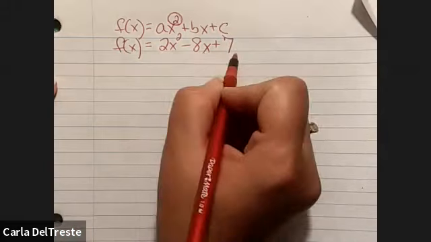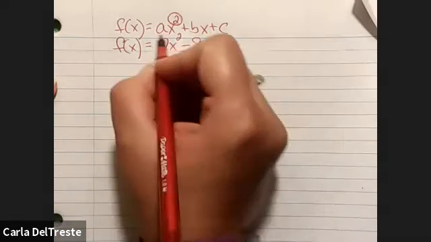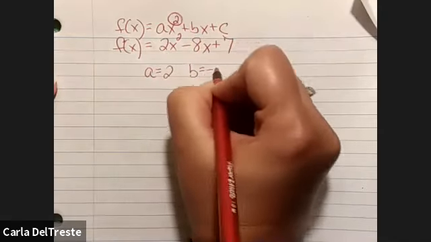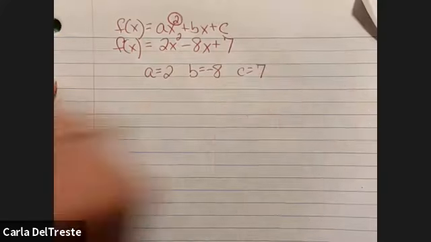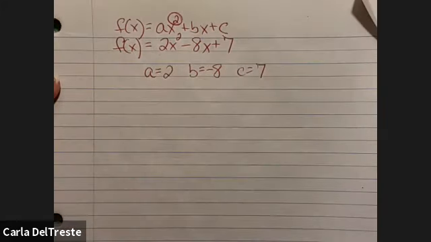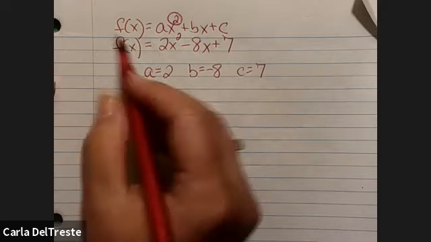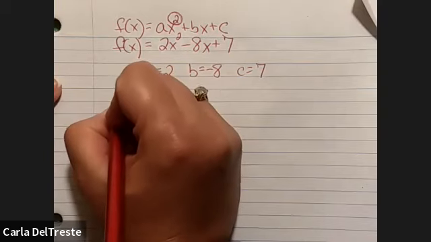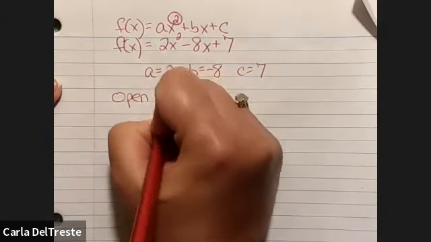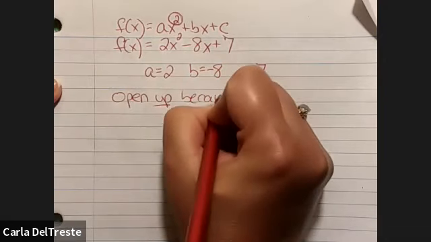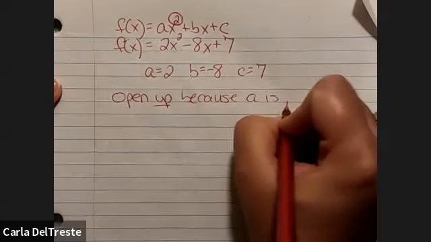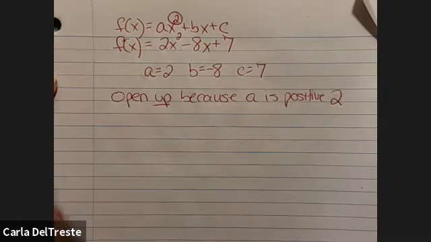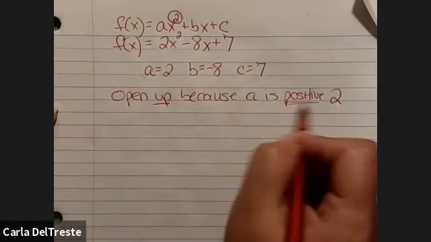So if this is my function, let's point out what's in each spot. A is 2, B is -8, and C is 7. If you would like to list it out like this, you're more than welcome to do that. What does the value of A tell us? The value of A tells us that this will open up because A is +2. So I know that this is going to open up because A is positive.